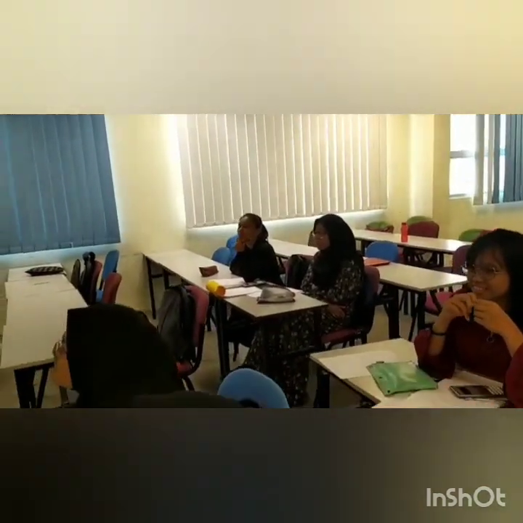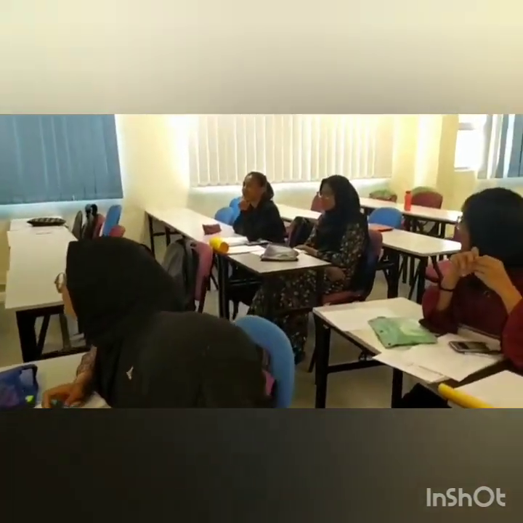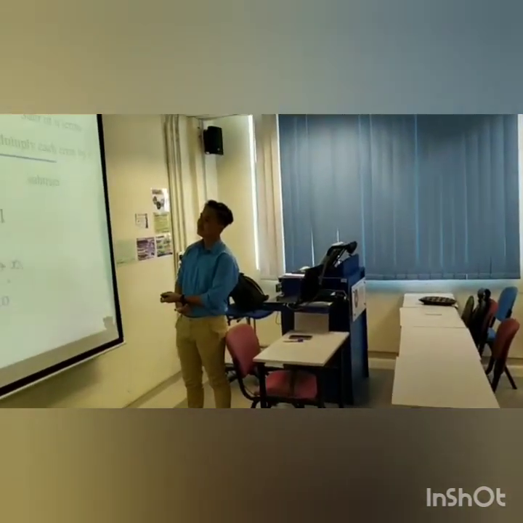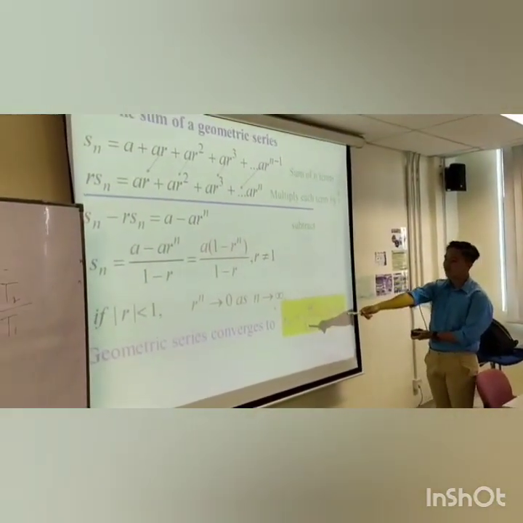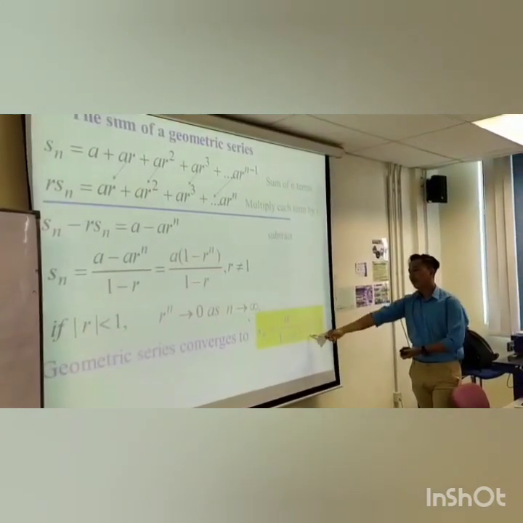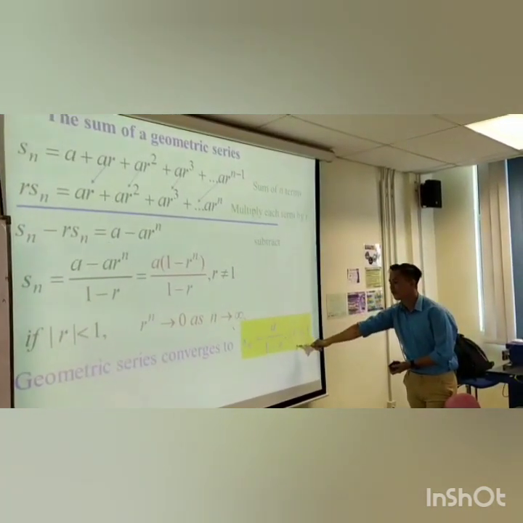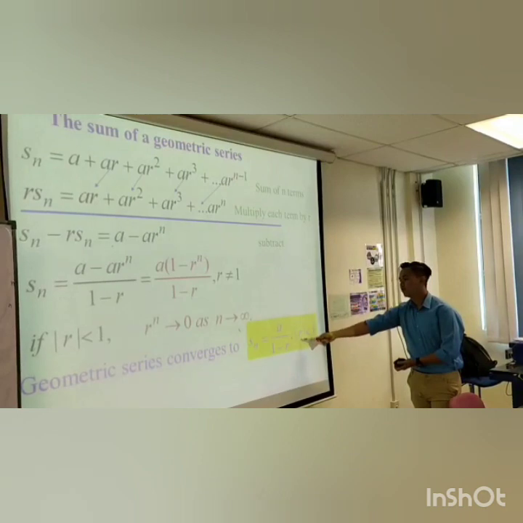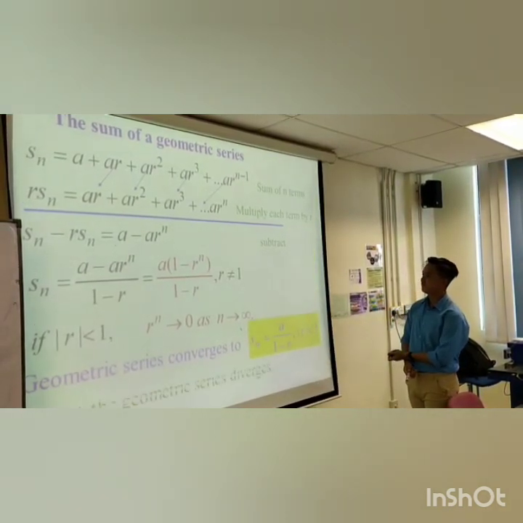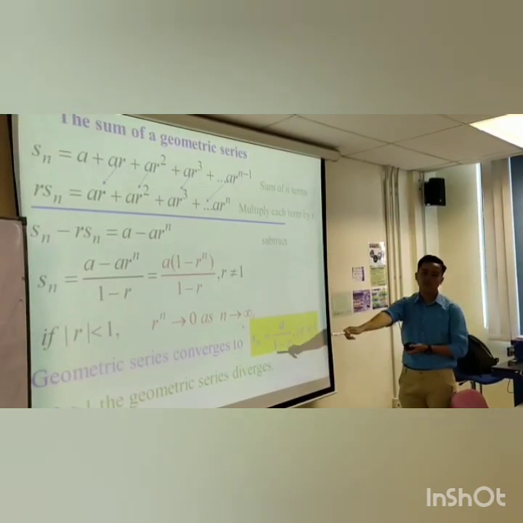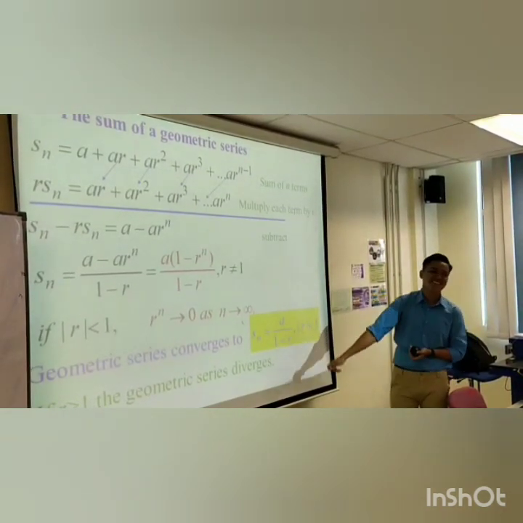Fika, can you understand this? Yeah. Fifi, can you understand this? Yes. Seems like the students are smart. So a geometric series converges to S equals a over 1 minus r if modulus r is less than 1. If modulus r is bigger than 1, the geometric series diverges.